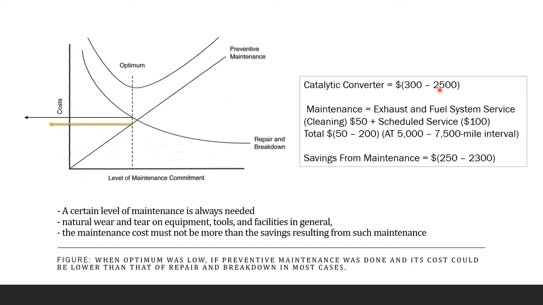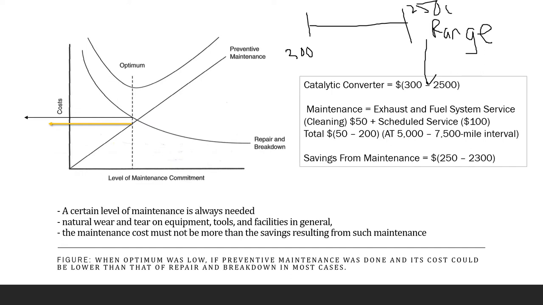This is not minus. It's just the way they write it. That's not minus, that's just a range. R-A-N-G-E, a range. So it's going to cost you $300 to $2,500 for catalytic converter replacement. So we're looking at your car system's optimum operation being low because of this component in your system.